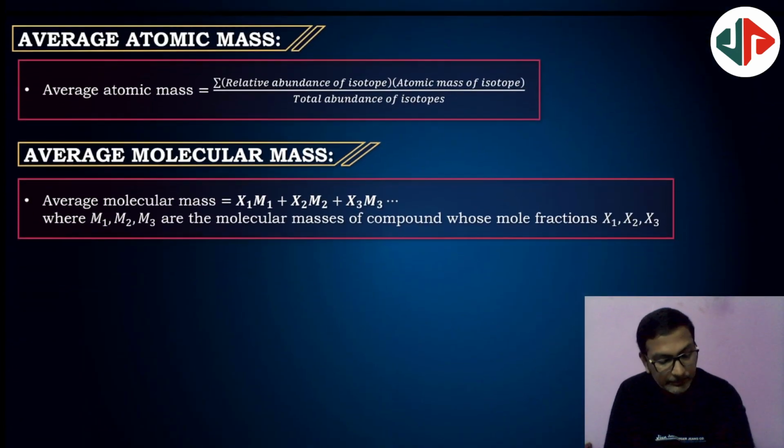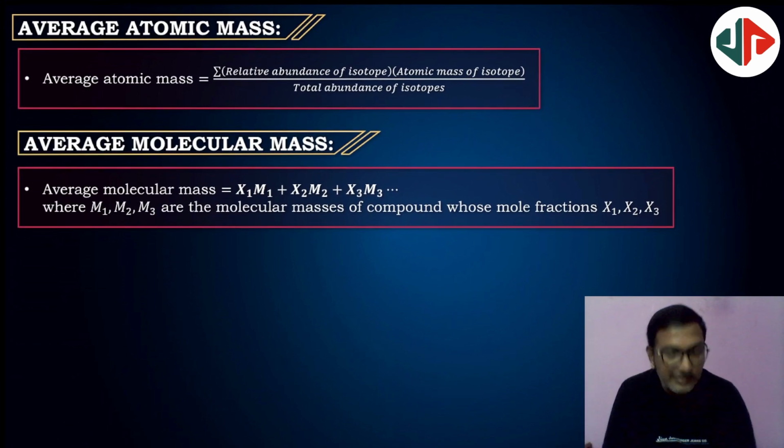Next, average atomic mass. Here, average atomic mass is equal to the sum of the relative abundance of each isotope times its atomic mass, divided by the total abundance of isotopes. So this is very, very important.